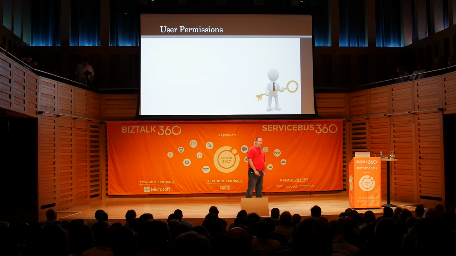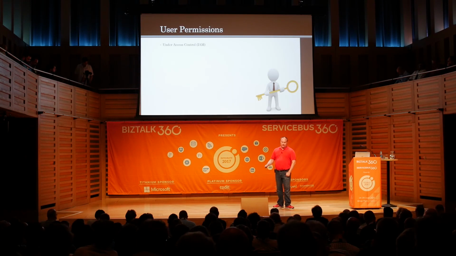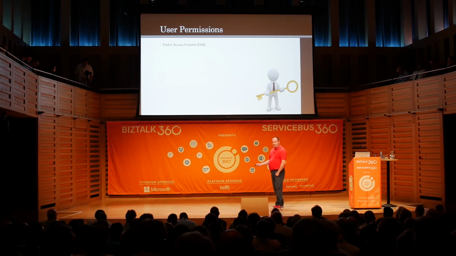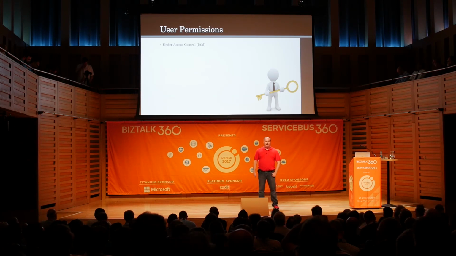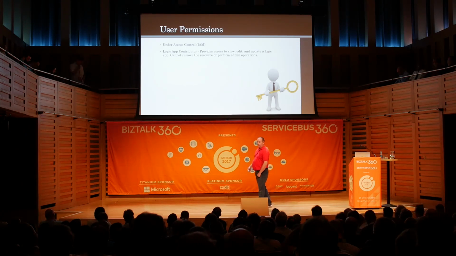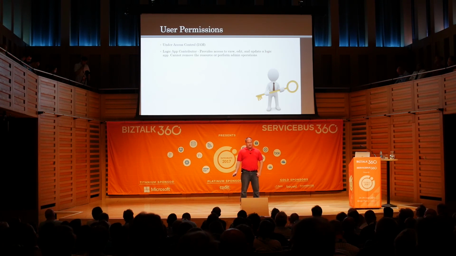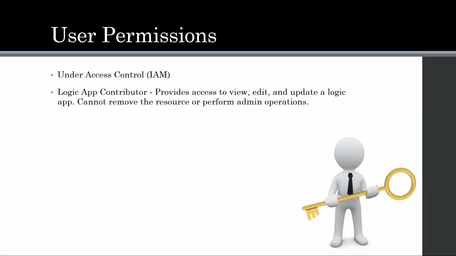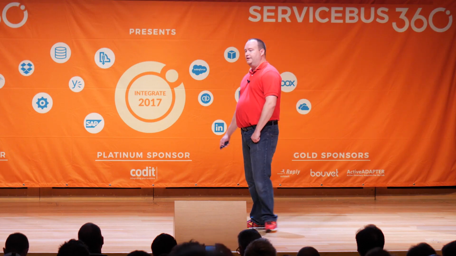Now, the last thing I'm going to talk about is user permissions. Once you are running live in logic apps, you can change the user permissions of your production logic apps by going under Access Control IAM. There are two different types of logic app roles that you could assign to users. First is the contributor, which is pretty much full access to update, run and view logic apps. Least permissions is the operator, where you don't have as much permission. You can enable and disable, and you can see run history.